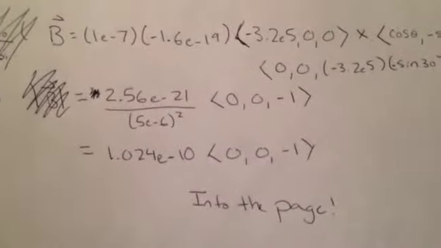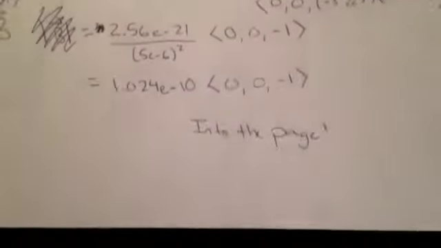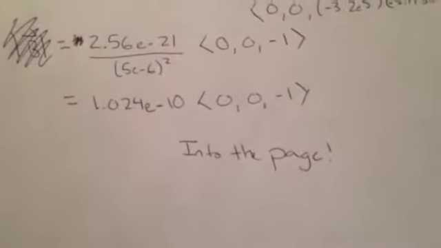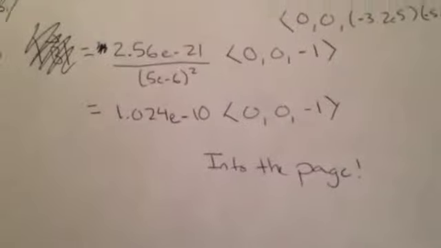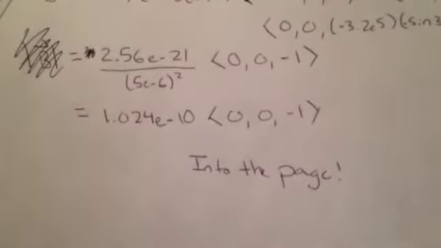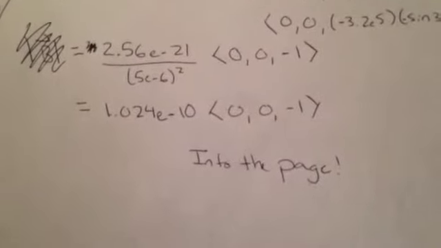And then we have to take into account the r mag squared. So we do that, and that gives us a magnitude of 1.024e-10 Teslas for the magnetic field, and then the direction is 0, 0, negative 1, which is basically into the page, in the negative z direction. And that's part A of the problem.